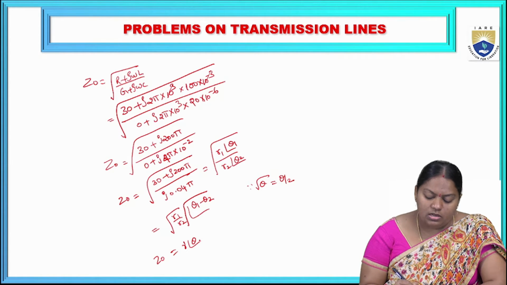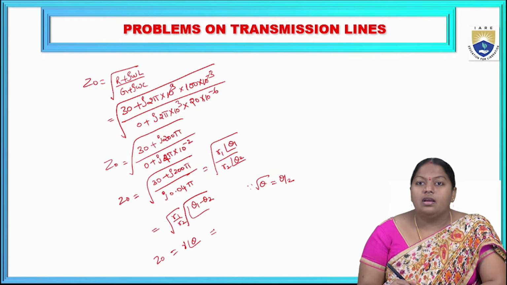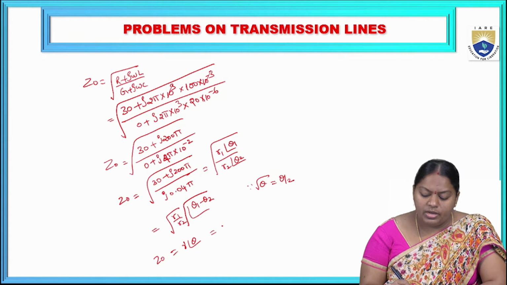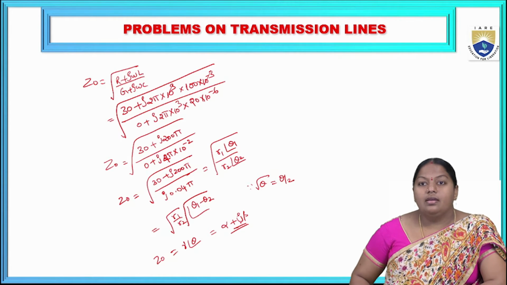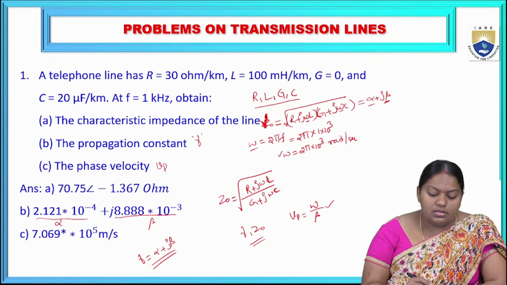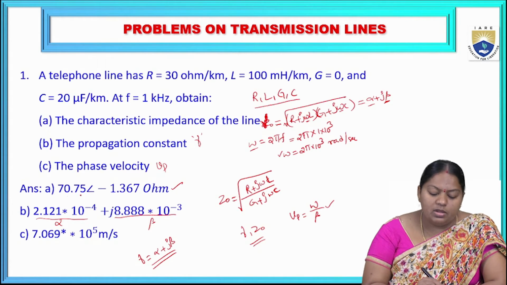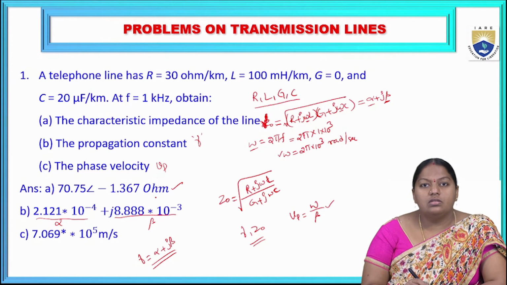So from this, Z0 can be obtained in polar form as r, and the phase angle can be written like this. Now again from this we will be converting this into rectangular form, meaning the real term as alpha and the imaginary term as beta need to be obtained. Right? So if you evaluate like this, the characteristic impedance of the transmission line can be expressed as 70.75 at an angle of minus 1.367 ohms.